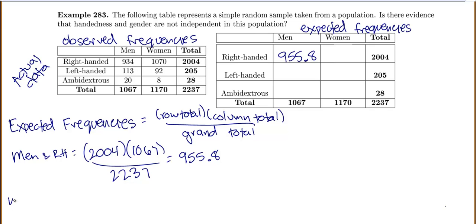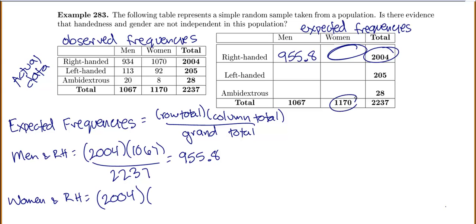Now let's find it for women and right-handedness. So for women and right-handedness, we want this cell right here. So my row total is 2004. My column total is 1170. And my grand total is 2237. This is 1048.1.